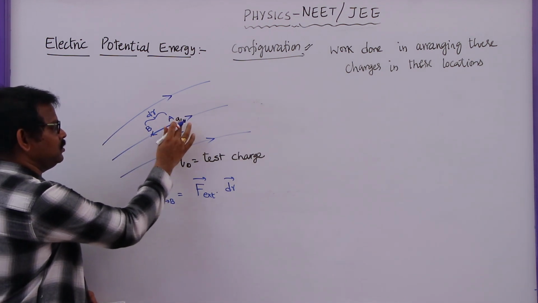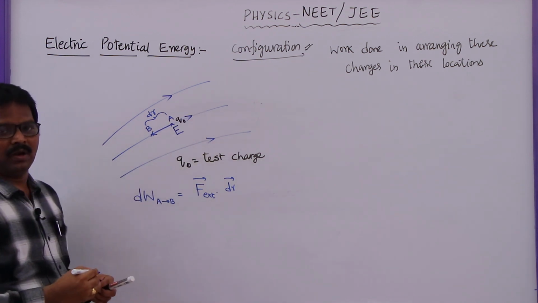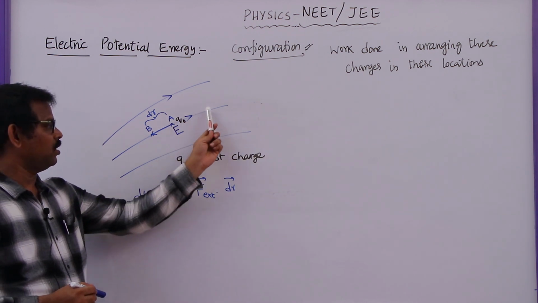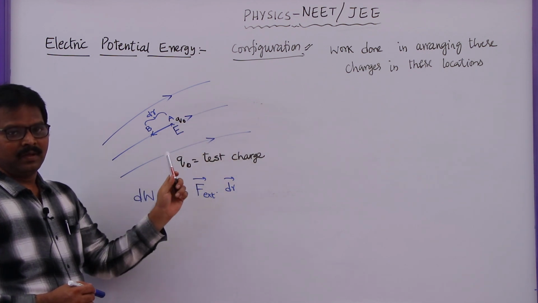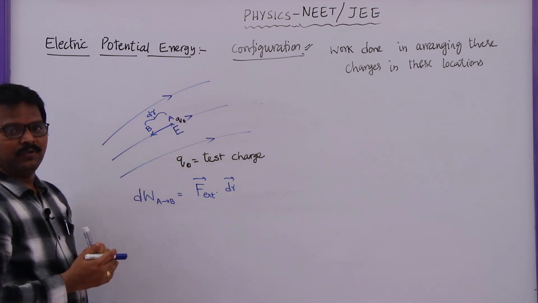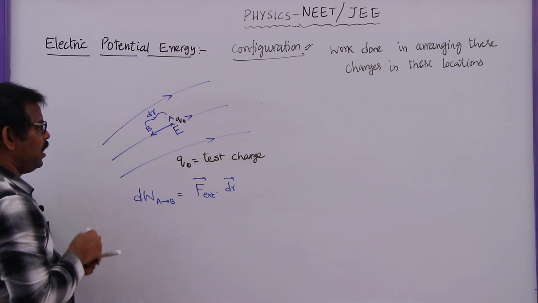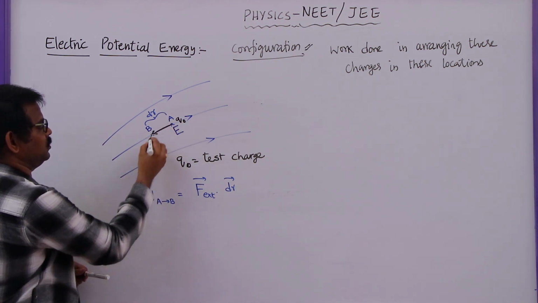Generally, if you leave this charge Q0 at A, it will move along the electric field line. We know that a positive charge always tries to move in the direction of the electric field. So this charge Q0 will move along this line. But if I want to move the charge against this field, that means from A to B, I need to apply some external force here.